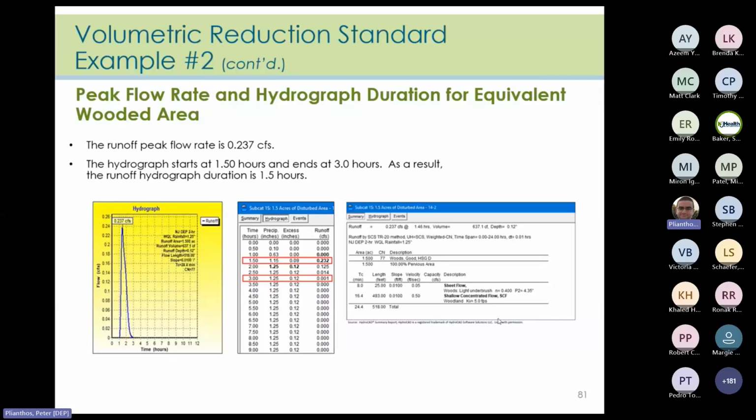With the routing calculation of the equivalent wooded area complete, there are two parameters of importance here: the peak flow rate and the hydrograph duration. As shown in the screenshot on the far right, the runoff peak flow rate is 0.237 CFS. And as shown in the center screenshot, the hydrograph starts at 1.5 hours and ends at 3 hours. As a result, the runoff hydrograph duration is 1.5 hours.